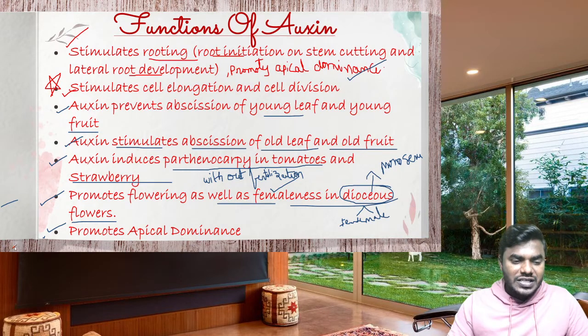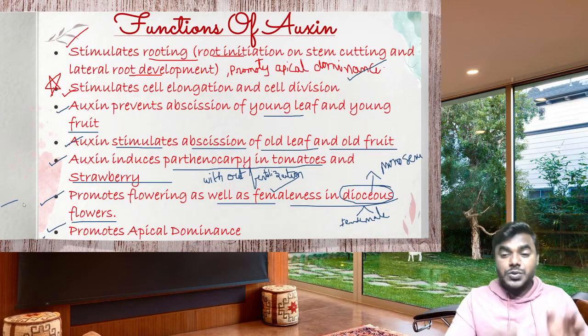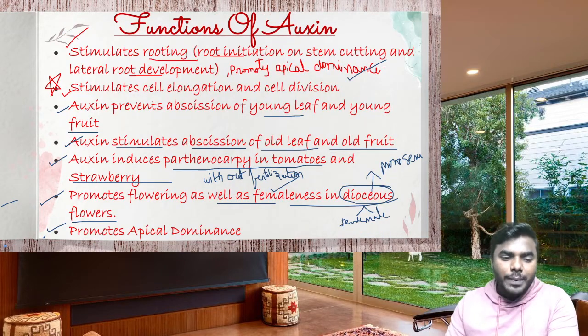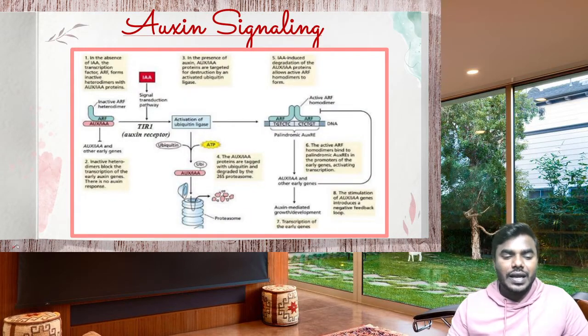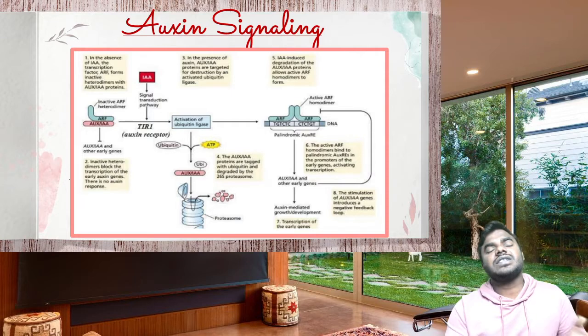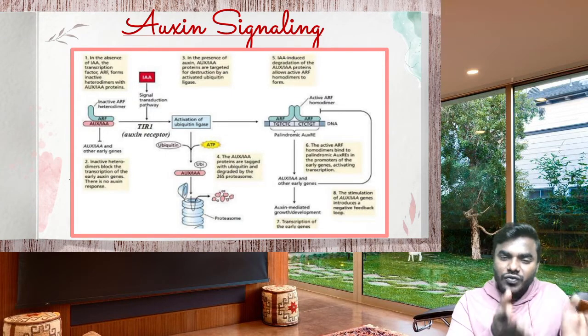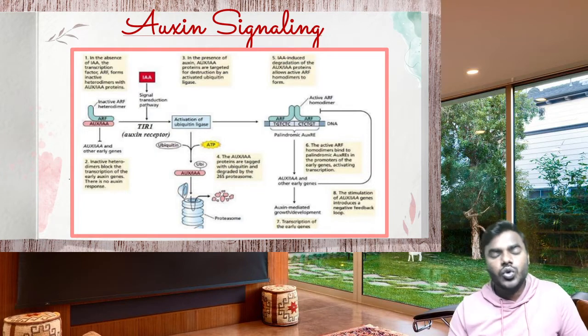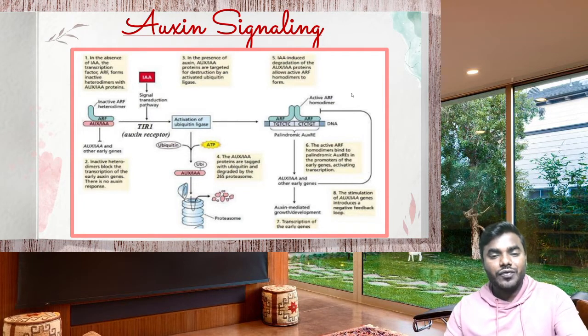Okay, so friends, that's all for now. In the next part we will discuss all these points one by one elaborately, including the signaling. After this we will start with another hormone, abscisic acid. So in the next class we will finish the auxin signaling and we will move to abscisic acid. Okay, thank you all friends, thank you all.